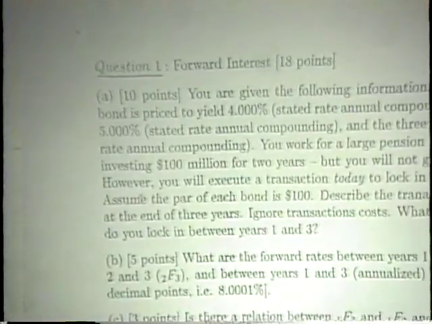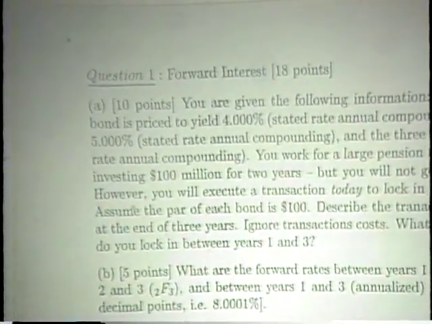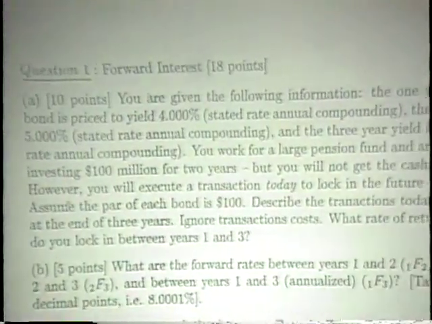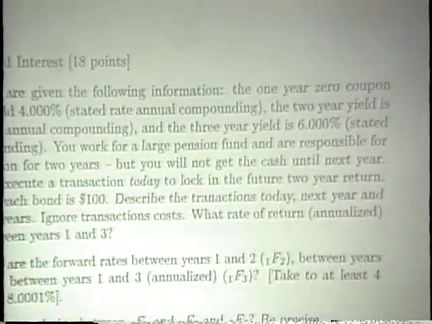First question is on forward interest rates. Given the price of a 1-year zero, priced to yield 4%, 2-year is 5%, 3-year is 6%. And I say stated rate, annual compounding, to make it easy.